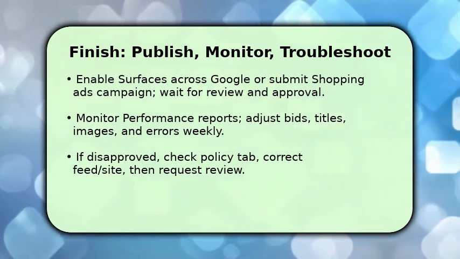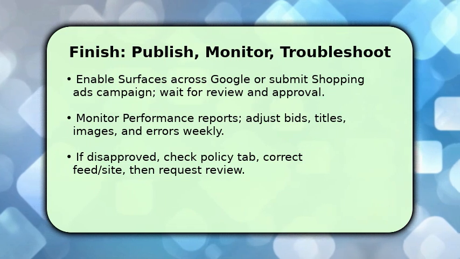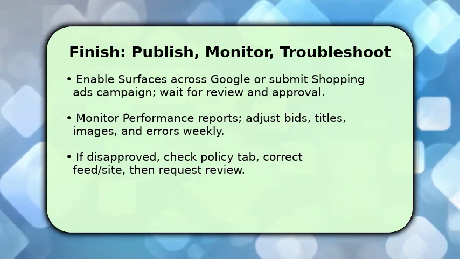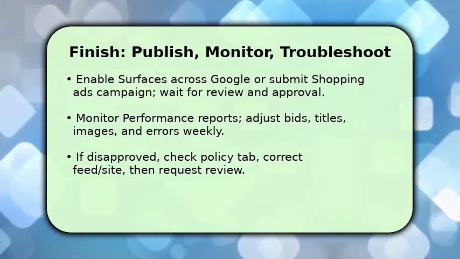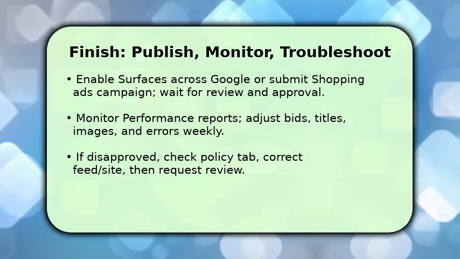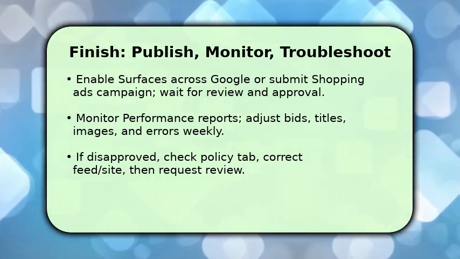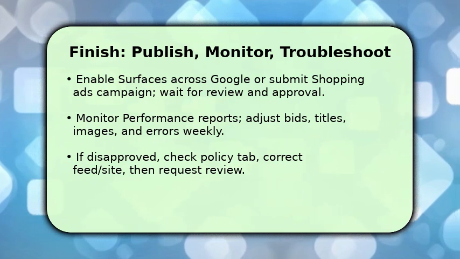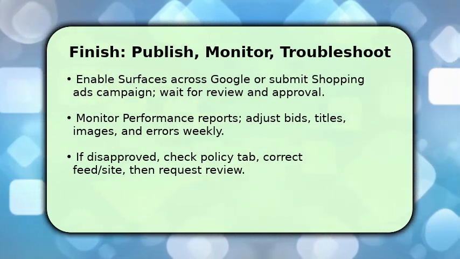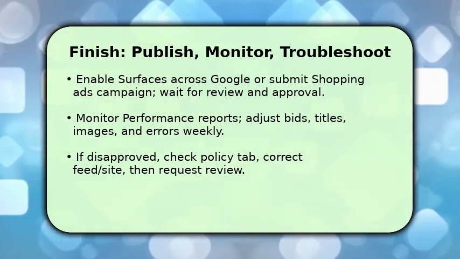Make iterative fixes, improve titles, images, prices, and bids based on data. If something goes wrong, use the policy or item-level warnings to identify the cause, correct the feed or website issue, and request a review. That single review often clears suspensions if you've fully addressed the root problem.